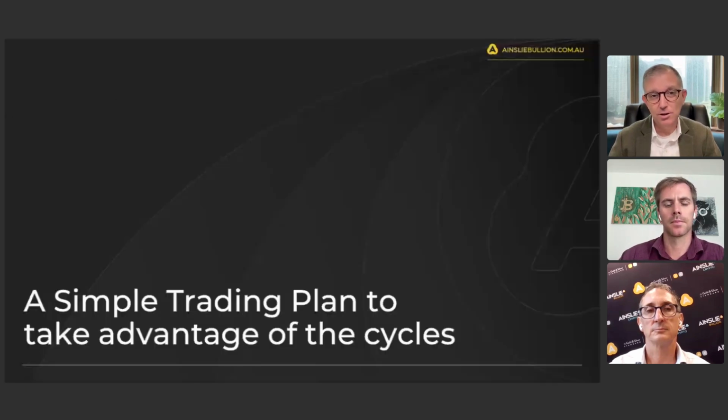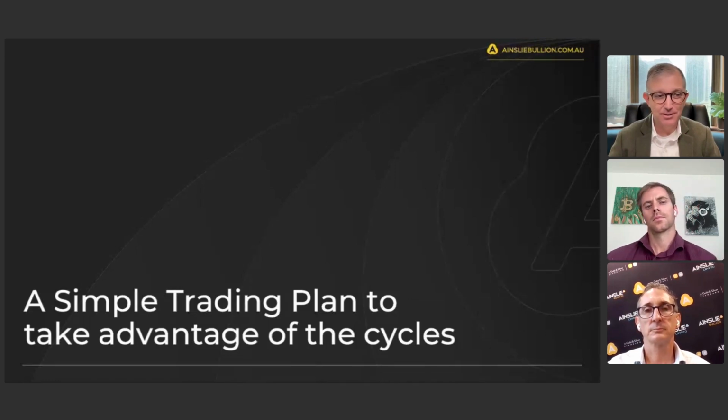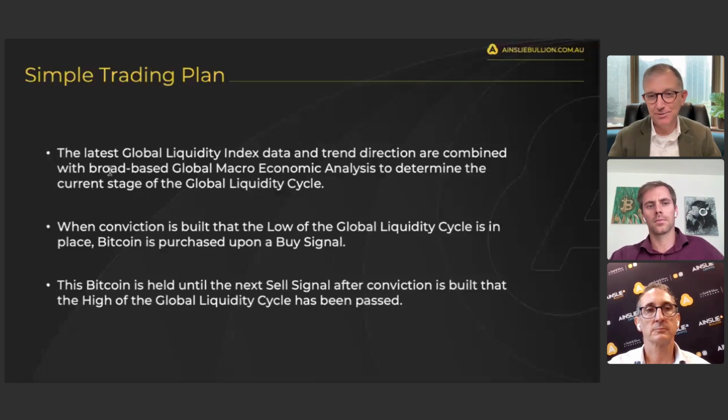All right, so we like to provide a little bit of extra value to the people watching with a specific trading plan that they could use to take advantage of cycles. I know a number of us around the office are following this pretty closely, and it's very, very simple. We look for the index to find a bottom. So we look to find where we are in the index, first of all, and then when we build conviction that the low of the global liquidity cycle's in, that's when we make our Bitcoin purchase on a buy signal.